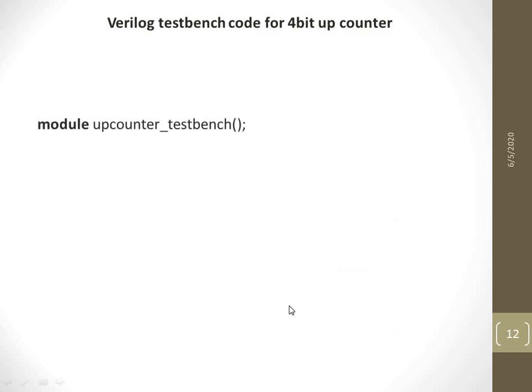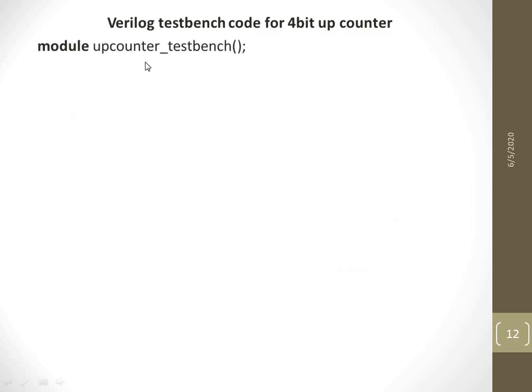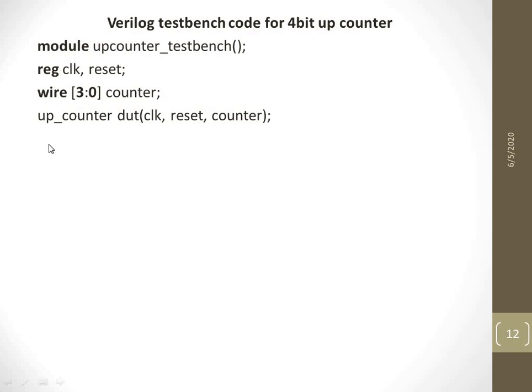So let's see the test bench code for a 4-bit up counter. As I said, test bench will have empty ports. Register, reg type are clock and reset, and wire type is taken as counter, which is 4-bit. Up counter, device under test or design under test. The port mapping is again the same: clock, reset and counter. Initial, begin, and here initially clock is taken as 0, but here you can see one function called forever.